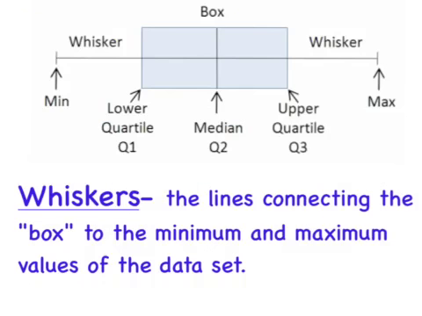The first thing we're going to look at is the whiskers, and same thing as like a cat. The whiskers stick out off to the side, and that's what they do here. We have our box in the middle, and the whiskers are going to stick out to the side. So whiskers are the lines that connect the box to the minimum and maximum values in the data set. So it's these lines that stick out that go to our minimum, and they stick out and go to our maximum.